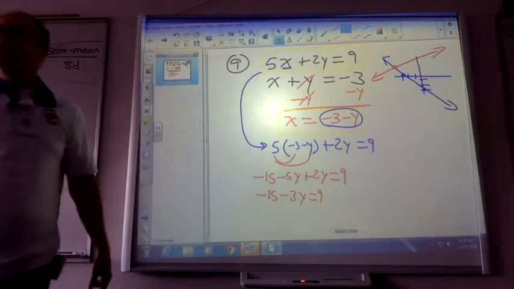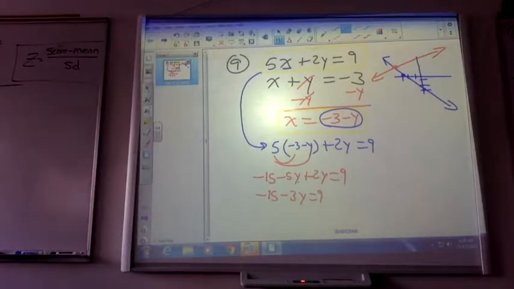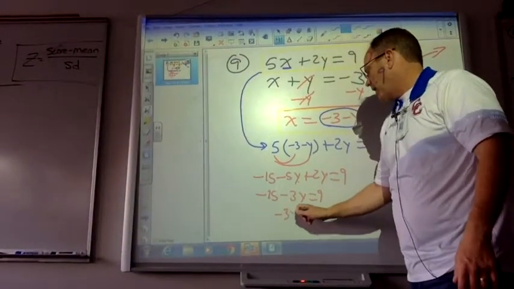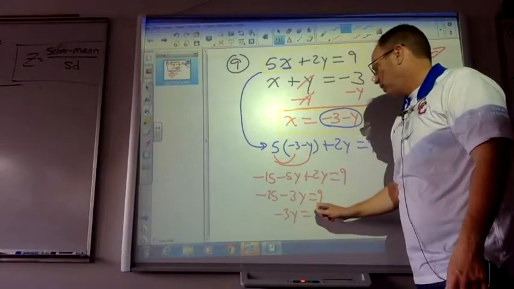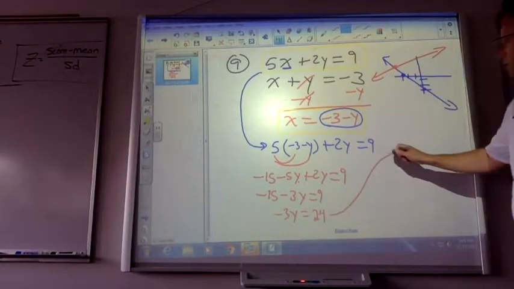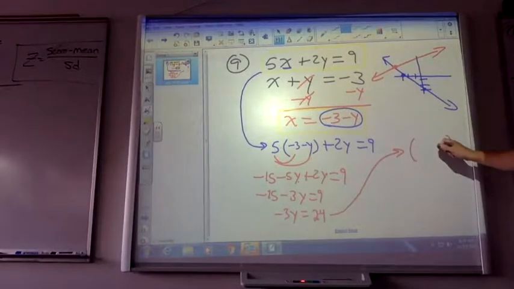And then I'm going to have to do what? I want to get y by itself, so what would be the next step? Add what? Yeah, add 15 to both sides. So I'm going to get negative 3y. I'm going to add 15, so I add it here. You cancel that, add it here. That gives me 24. And so then what does y have to equal? So our y value has to be negative 8. Agree?